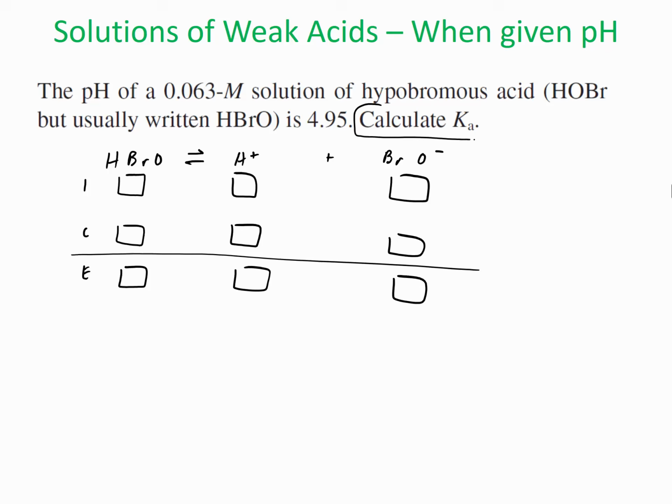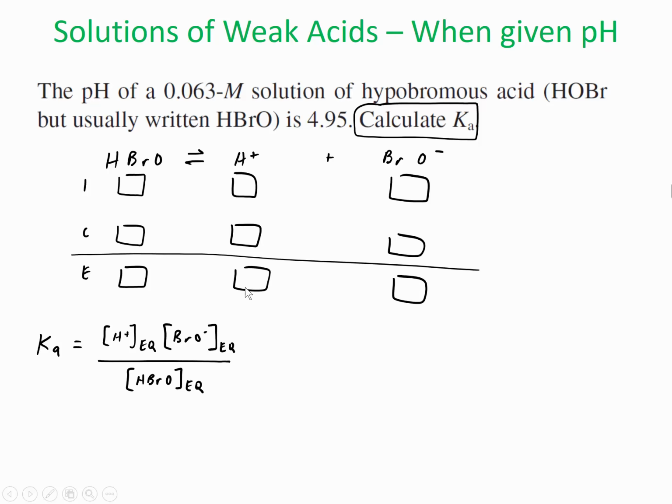So first of all, in keeping with the theme this year, we're going to write a description for what we're trying to solve for, which is Ka. So Ka is going to be the concentration of H plus at equilibrium. We have to be really accurate about how we describe what we're solving for. Times the concentration of the hypobromite ion at equilibrium, divided by HBrO at equilibrium. So these need to be the amounts from the E line. That's why I wrote the little EQ. These are the numbers you have to plug in right here.